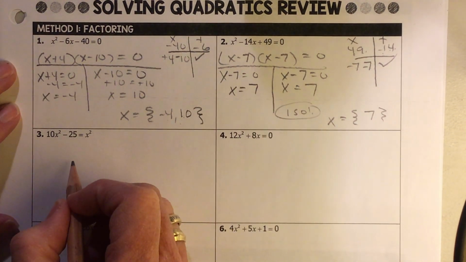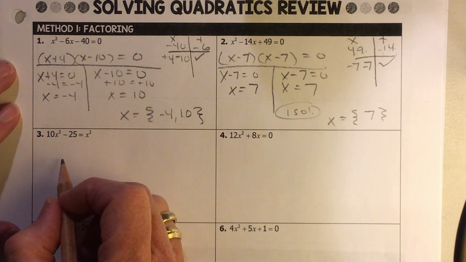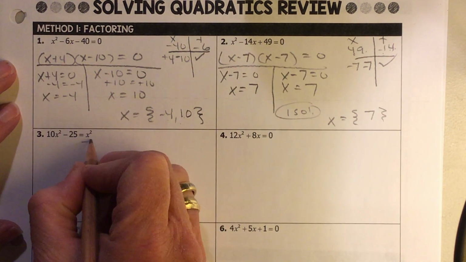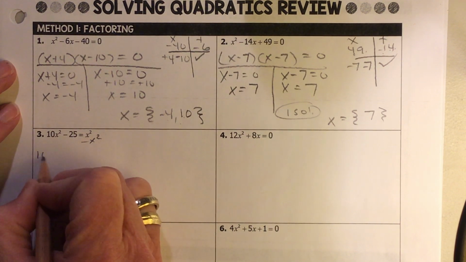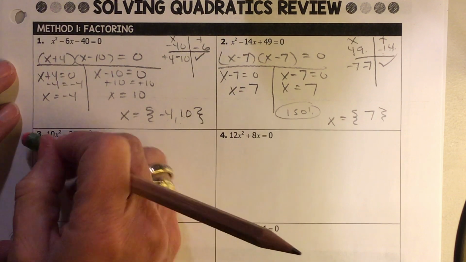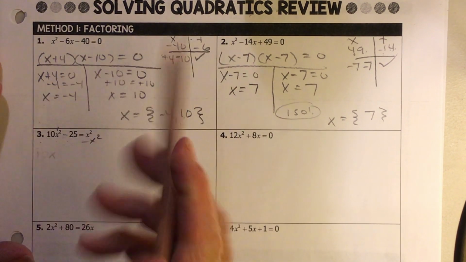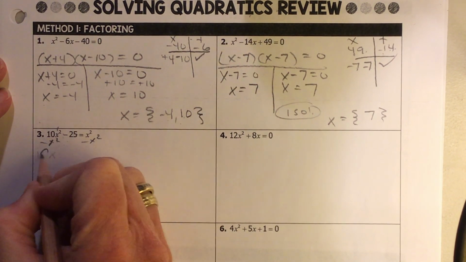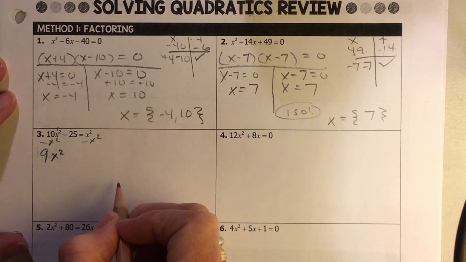Okay. Over here, I am going to try to get my x squared over here. I'm going to have 10x squared minus an x squared. In the interest of time, I'll just rewrite it as 9x squared minus 25.